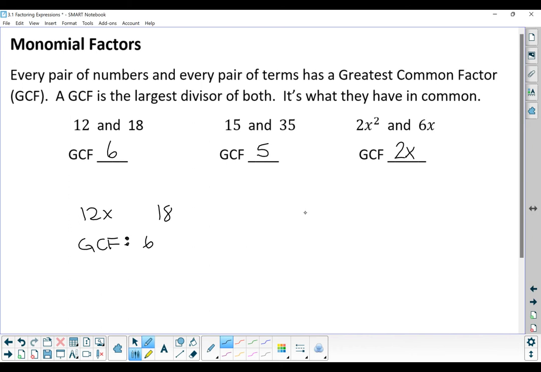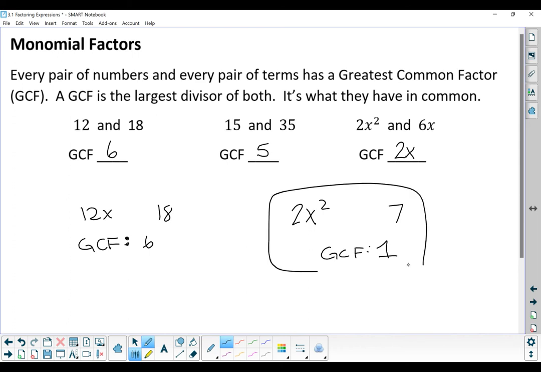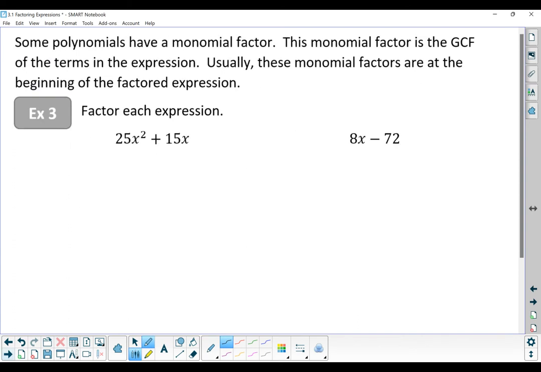Another thing is that sometimes the GCF can be 1. So if I had 2x squared and 7, their GCF is just a 1. So every pair of numbers and every pair of terms does have a greatest common factor. If their greatest common factor is 1, it's not that useful, but we look for ones that are not 1.